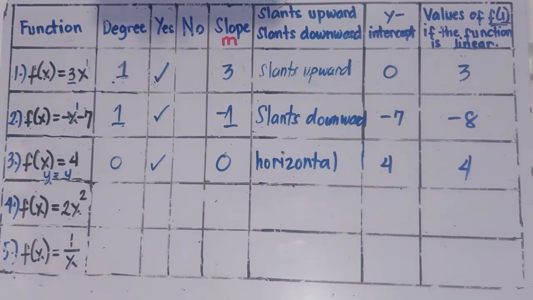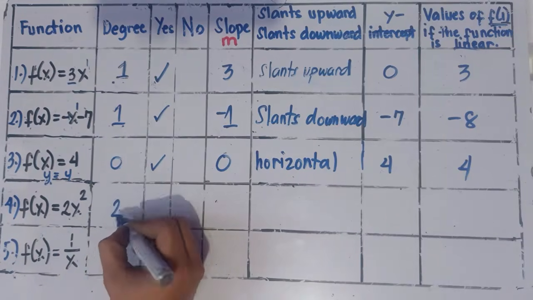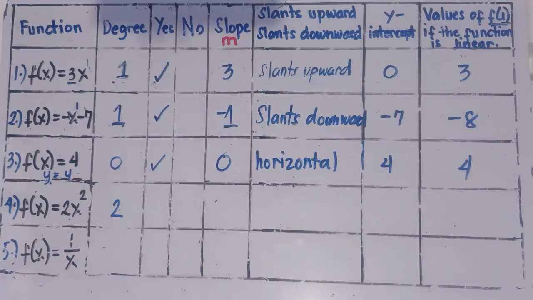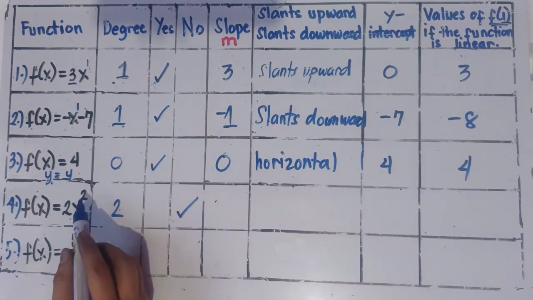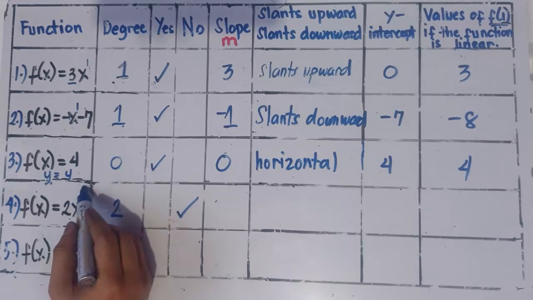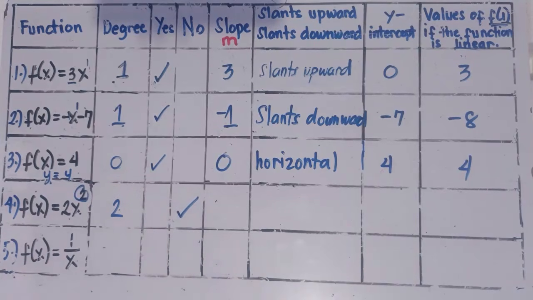Alright, and then let's proceed to example number 4. Our given is f of x equals 2x squared. So what would be the degree? That's correct. The highest exponent of x would be 2. Is this a linear function or not? That's correct. This will not be a linear function, because the highest exponent of a linear function should be 1. Now since this is 2, this is not a linear function.